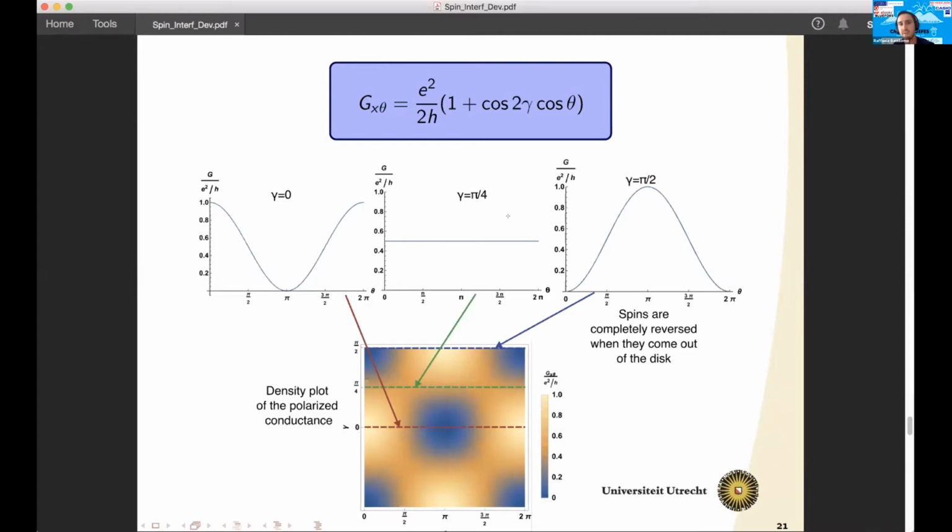At gamma equals pi fourth, on the other hand, the outgoing spin is completely out of plane. So all the projections on the plane are the same, and we have a constant conductance. And for sufficiently strong Rashba, the spin is flipped, and it comes out completely reversed. So essentially, by tuning the Rashba, we can turn on and off the outgoing current and use it as a spin transistor.